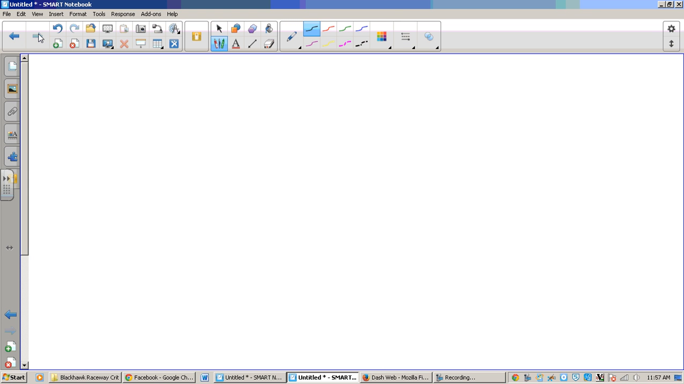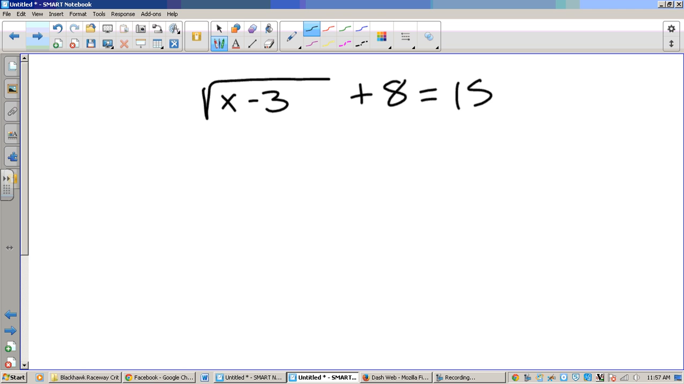Okay, so now we're going to look at our next question, and that is: solve the square root of x minus 3, plus 8 equals 15. Okay, so this is, again, just like solving any equation. We want to eventually get x on its own. So to get x on its own, I'm going to subtract 8 from both sides of the equation.